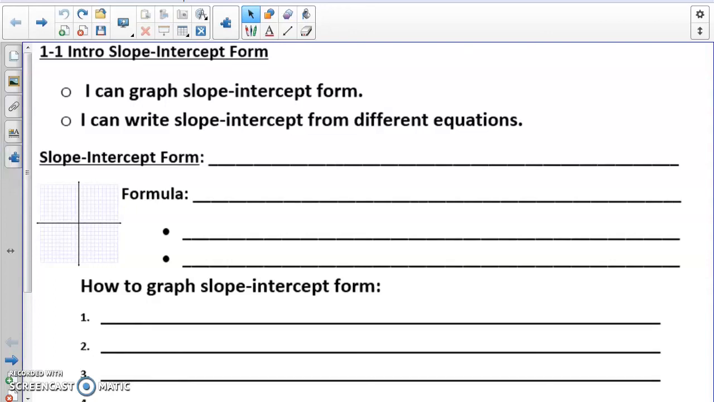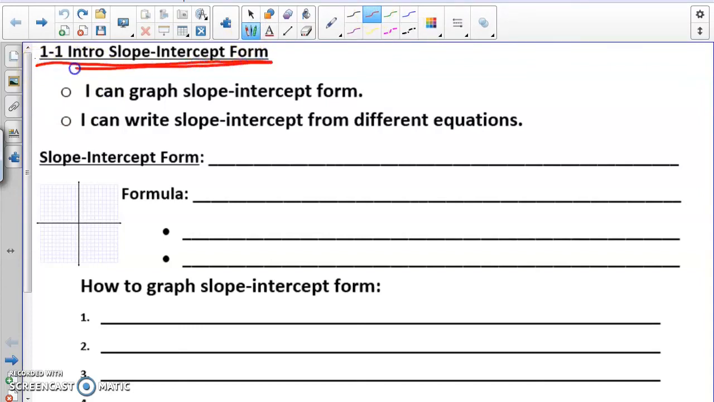Welcome to our very first set of video notes. Go ahead and make sure you have paper and pencil and that you're ready to go. And at the top of your page, title it 1-1 Slope Intercept Form. Write your name in that top right hand corner and today's date.